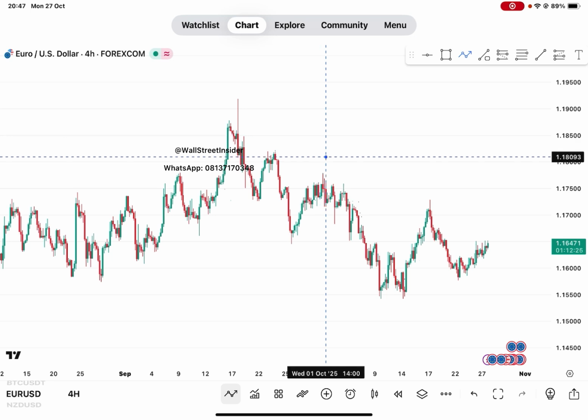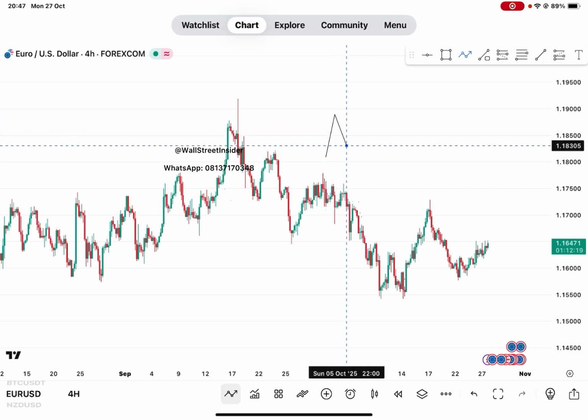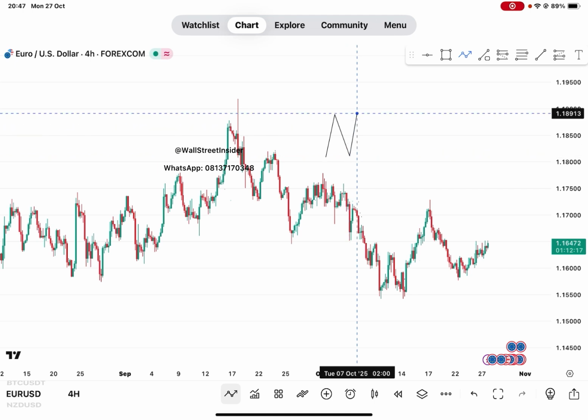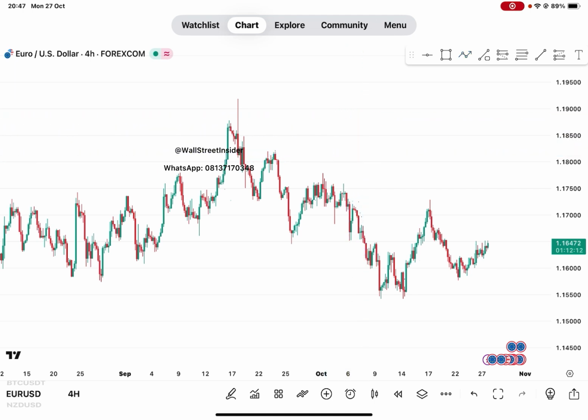Now, there are different ways I identify different touches. I don't identify my key levels by something like this, when you see a price go up, come down, go up, come down. Not just this way I identify my key level. I identify my key levels in different ways.